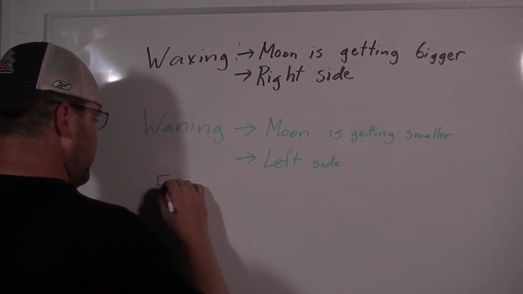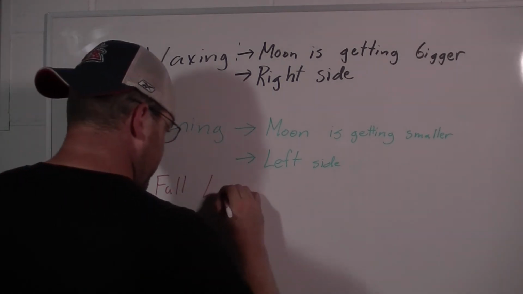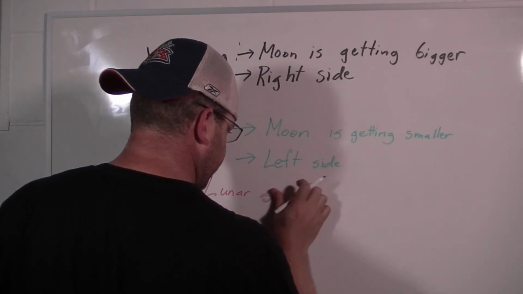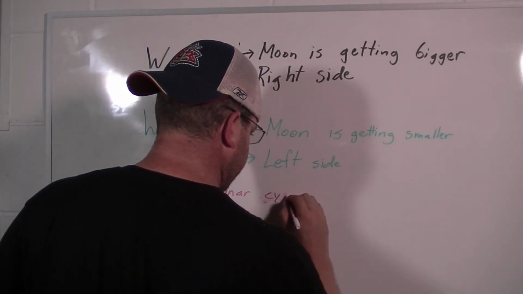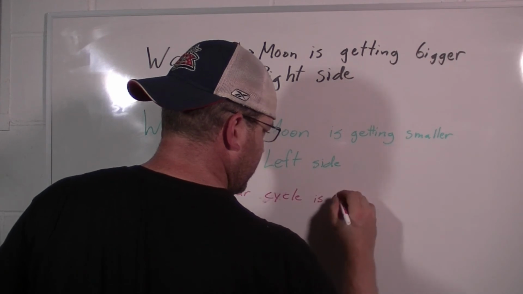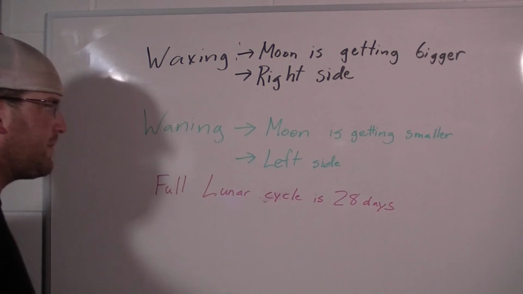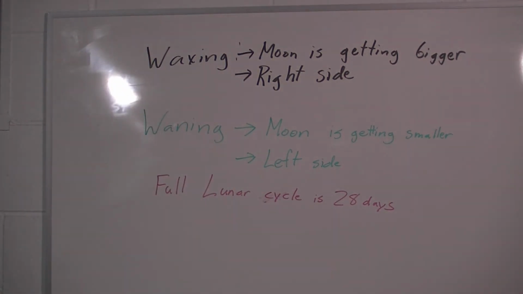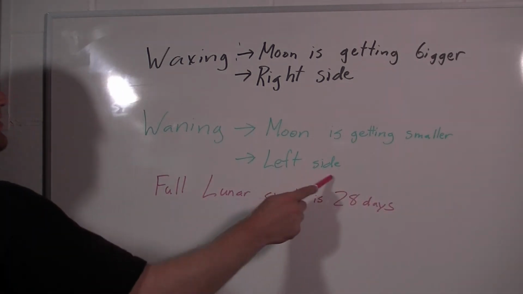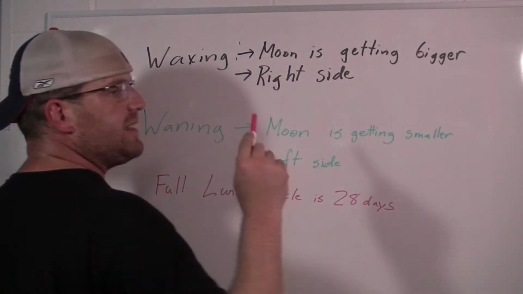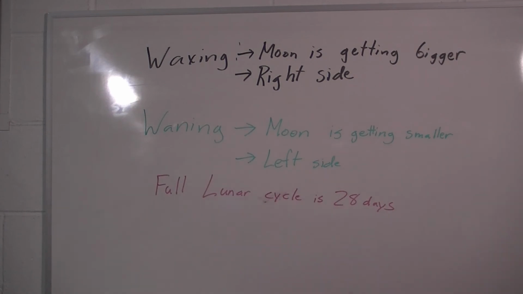A full lunar cycle is 28 days. These are the three really big takeaways from today. Lunar cycle is 28 days. Waning means that the moon is getting smaller and I can see just the left side of it. Waxing means that the moon is getting bigger and I can always see the right side of it.